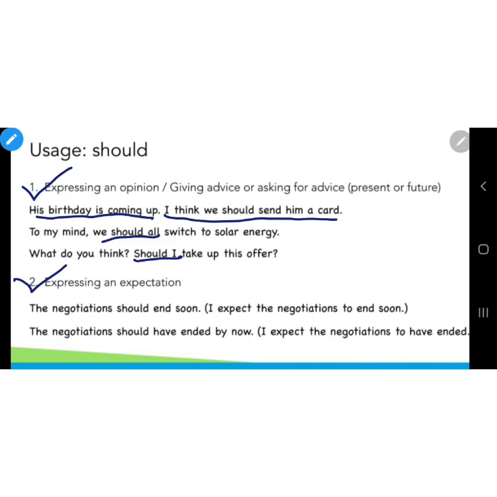Next, expressing an expectation. The negotiations should end soon. So I expect the negotiations to end soon. So I'm expressing my expectations. The negotiations should have ended by now. So I expect the negotiations to have ended. So this is expressing my expectation.